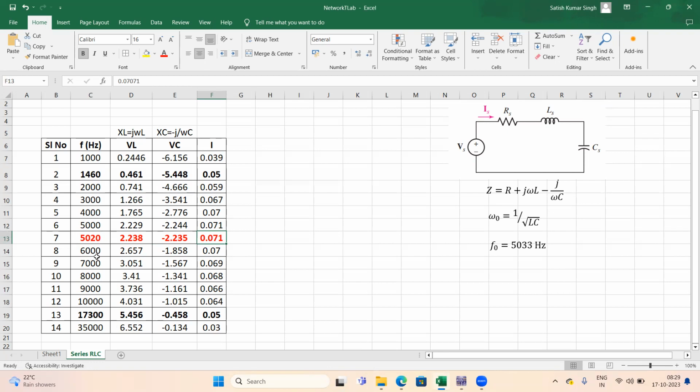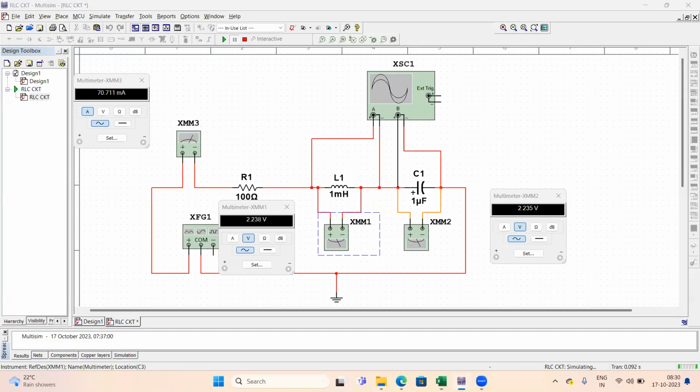So in this way you can conduct this experiment. You can observe that if we increase the frequency above this 5020 hertz, you can observe one thing. Before that, it was a capacitive impedance offered by this particular circuit. But when we increase the frequency further beyond this 5020 hertz, the impedance offered becomes more inductive in nature. That we can also observe from this waveform itself.